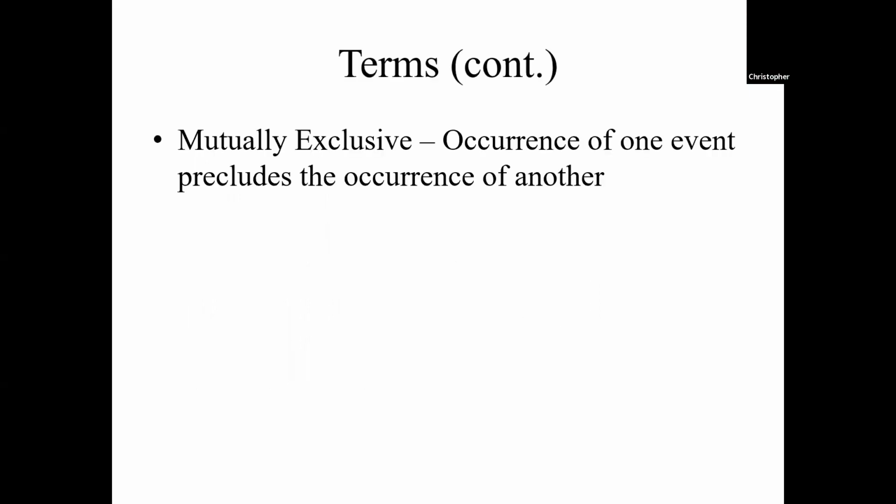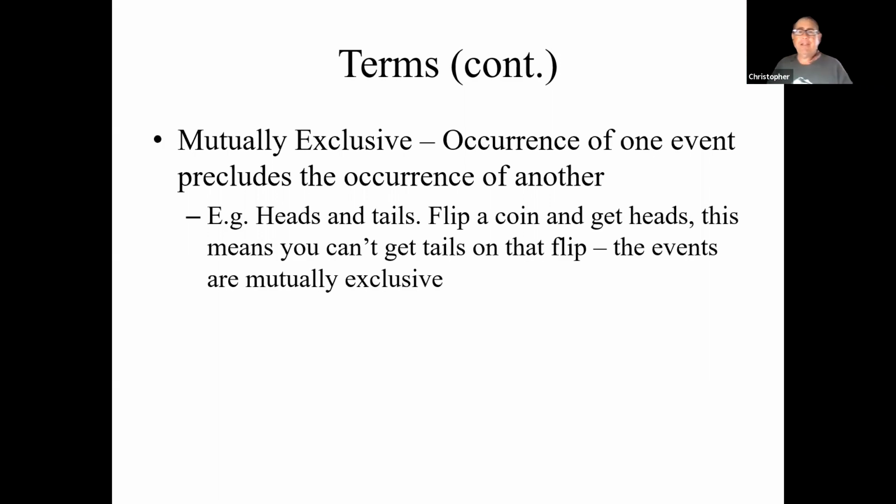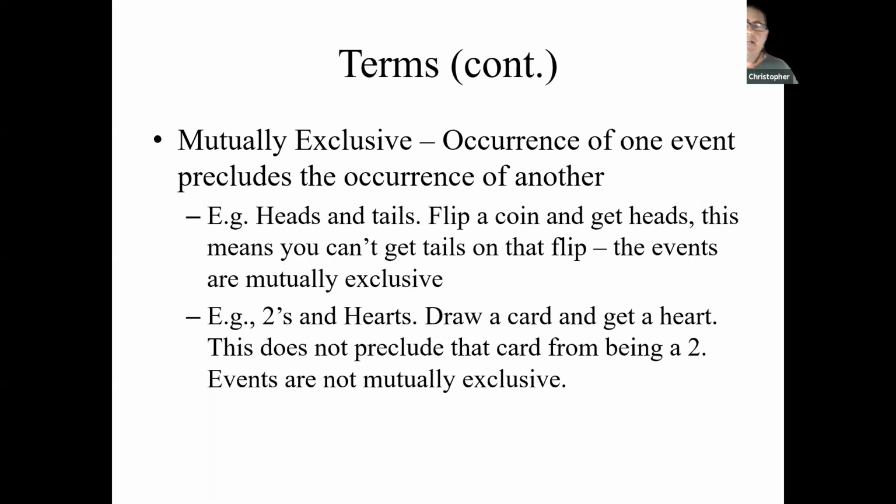Another term that we'll see is mutually exclusive. That means that if one thing happens, another thing can't happen. Occurrence of one event precludes the occurrence of the other event. If we flipped it and it came out heads, it wouldn't have been tails. So they are mutually exclusive outcomes. They can't both happen at the same time. If you're talking about a deck of cards, drawing a 2 or drawing a heart, those aren't mutually exclusive because you could get the 2 of hearts. They can happen at the same time.